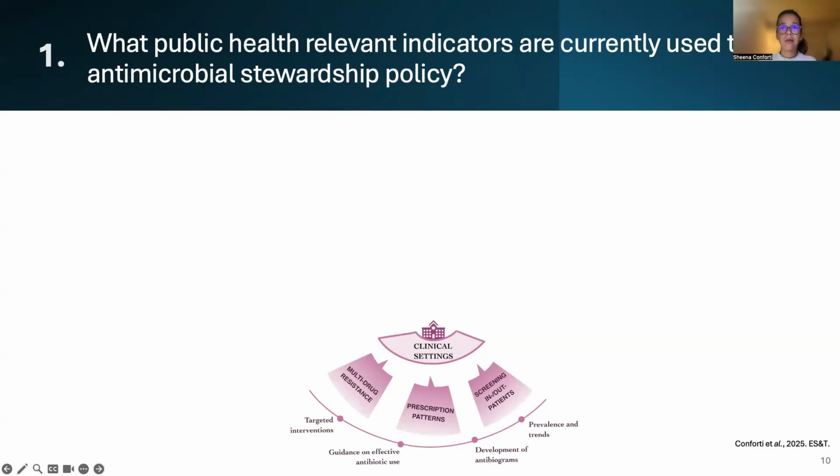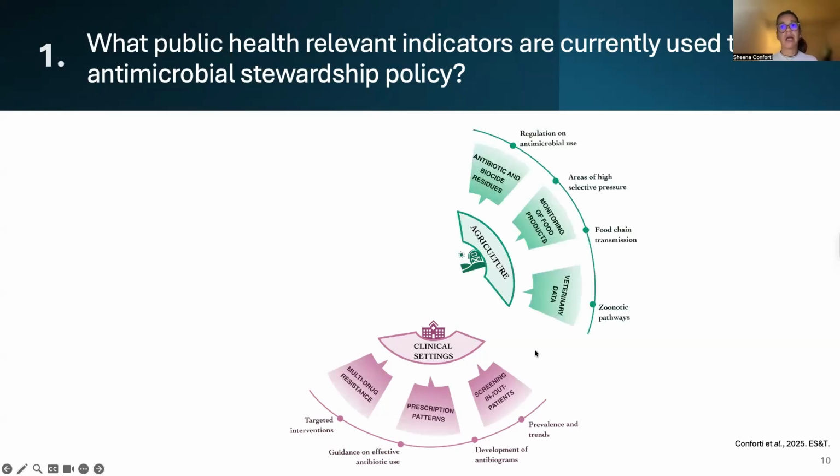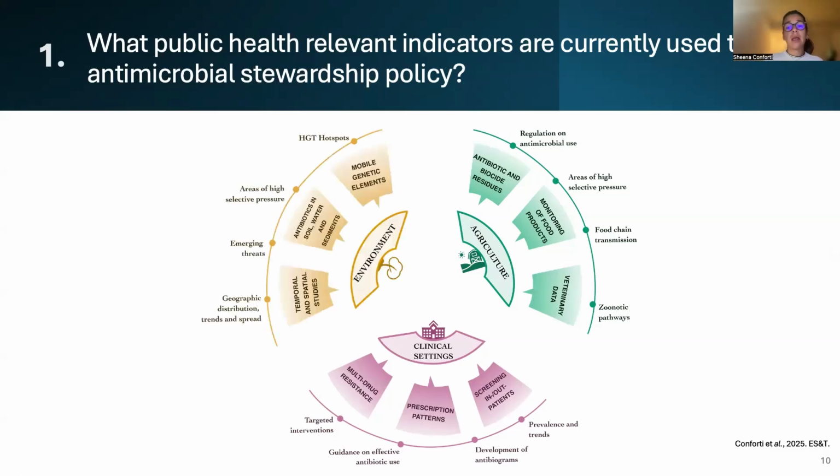But we also have indicators coming from the agricultural sector. And so in this sector, people mainly focus on monitoring antibiotic consumption. And so thanks to that, we can identify areas of high selective pressure because more antibiotics have been used. But it's also useful to monitor the transmission pathway of antibiotics and resistant genes through the food chain and through zoonotic pathways as well. And lastly, there are indicators that come from the environmental sector.